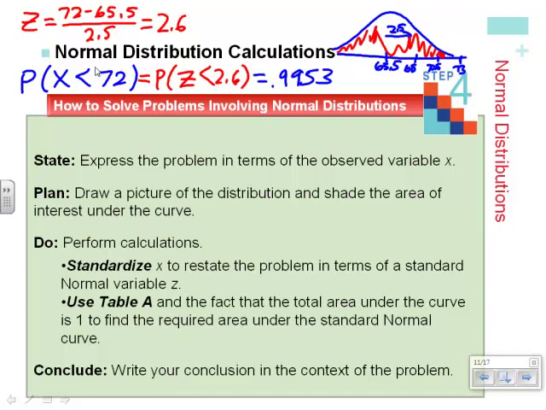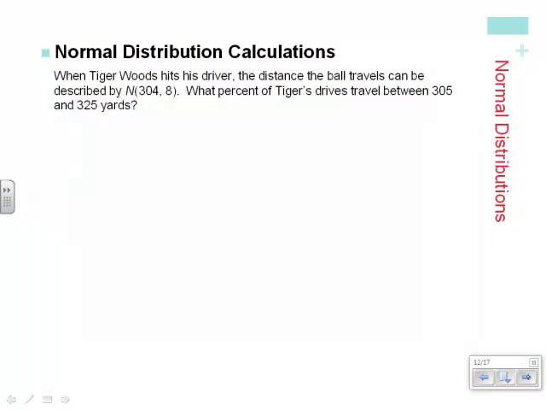Right? All right. Should we try this again with a different problem? Sure. Okay? When Tiger Woods hits his driver, the distance the ball traveled can be described as a normal distribution with a mean of 304 yards and a standard deviation of 8 yards. What percent of all of Tiger's drives fall between 305 yards and 325 yards?